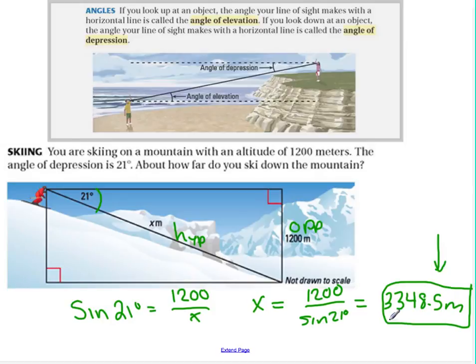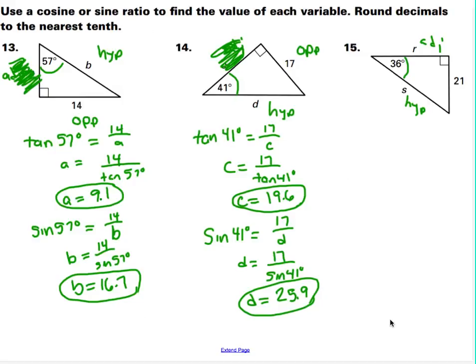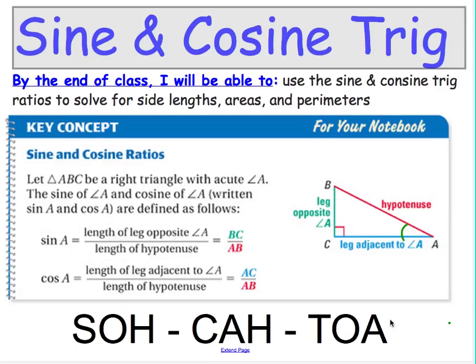We've explored sine and cosine. Hopefully this has been helpful for you. You can always go through the book or look at other places online in order to find interesting things about sine and cosine. If you need some help, let me know.